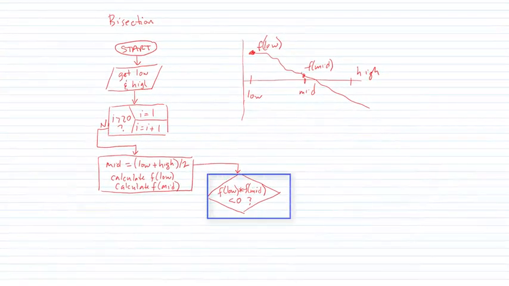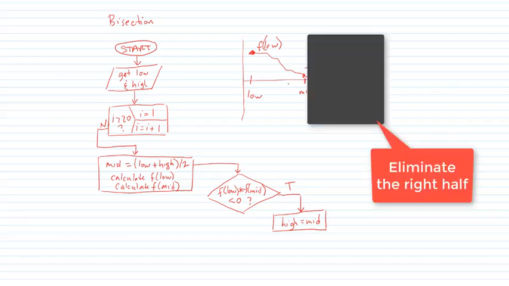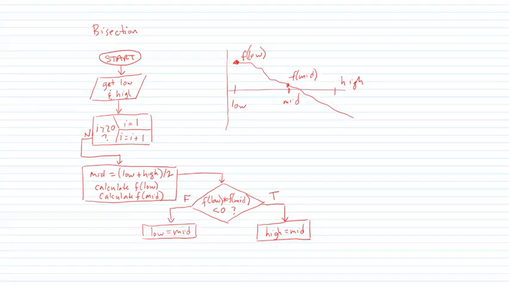If that product is negative, that means we either go from positive to negative in the left half, or we go from negative to positive. In either case, that means our solution is in that left half. And if the solution is in the left half, then we want to zoom in on that interval and we make the new high equal to the old mid.